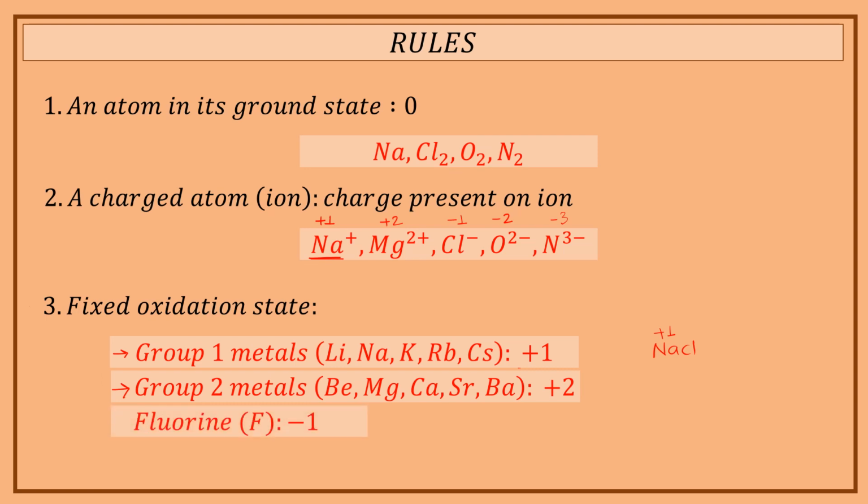And finally, fluorine is a non-metal which has a fixed oxidation state of -1 in all of its compounds. So if we ever find these listed elements from rule number 3, we can be certain to assign the oxidation number as per this rule. We will keep this in mind while applying the rules. Let us move ahead and see some more rules.